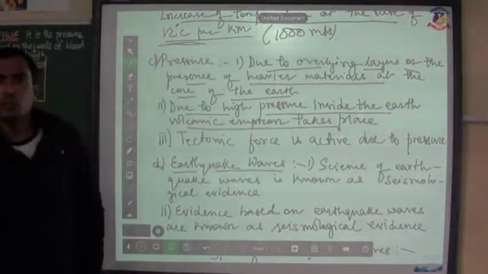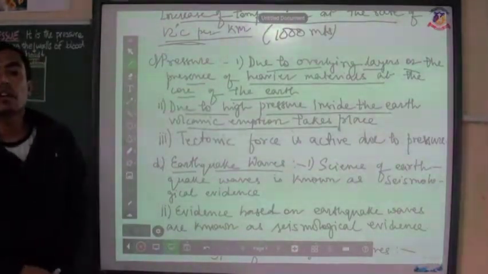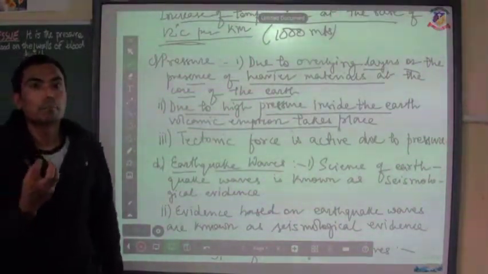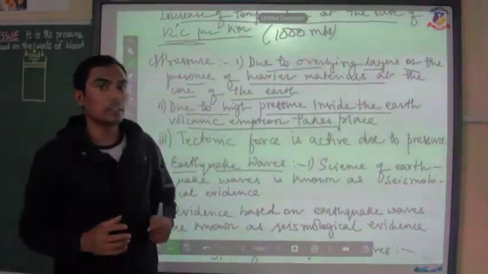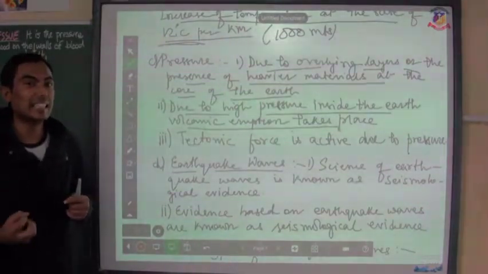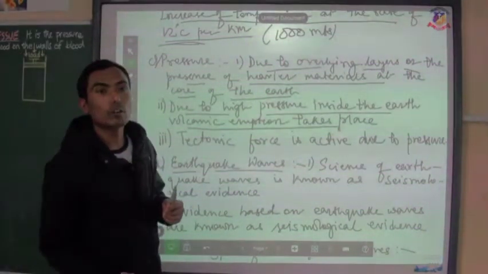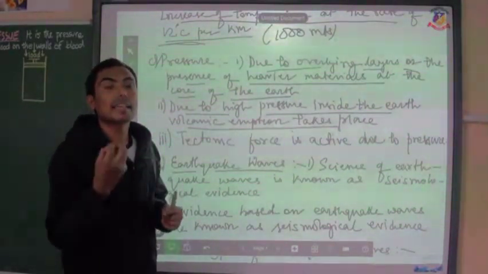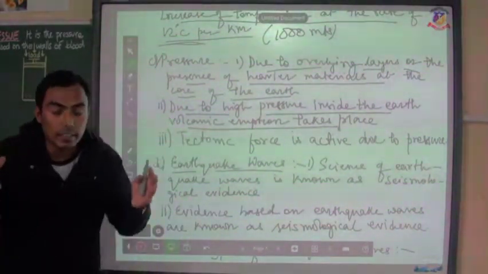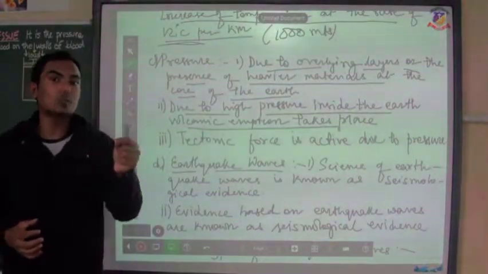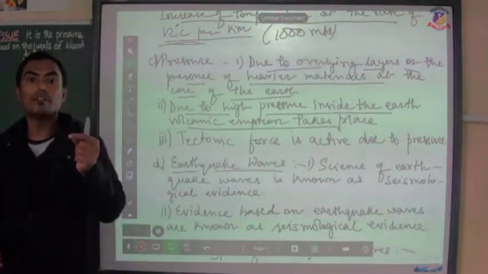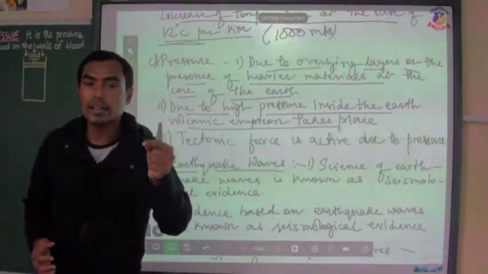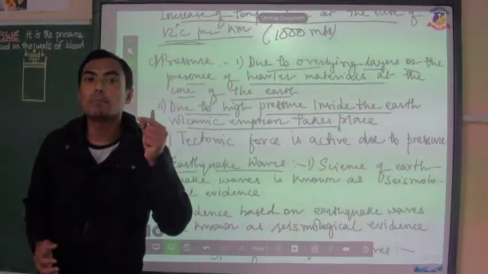Second point is that due to high pressure inside the earth, volcanic eruption takes place. This volcanic eruption takes place because of the built-in pressure at the interior of the earth. So when the pressure exceeds, it results in the volcano exploding. As the volcano explodes, it releases the excess pressure at the interior of the earth, and that is why the volcano has been referred to as a safety valve. It has been referred to as the safety valve of a pressure cooker.